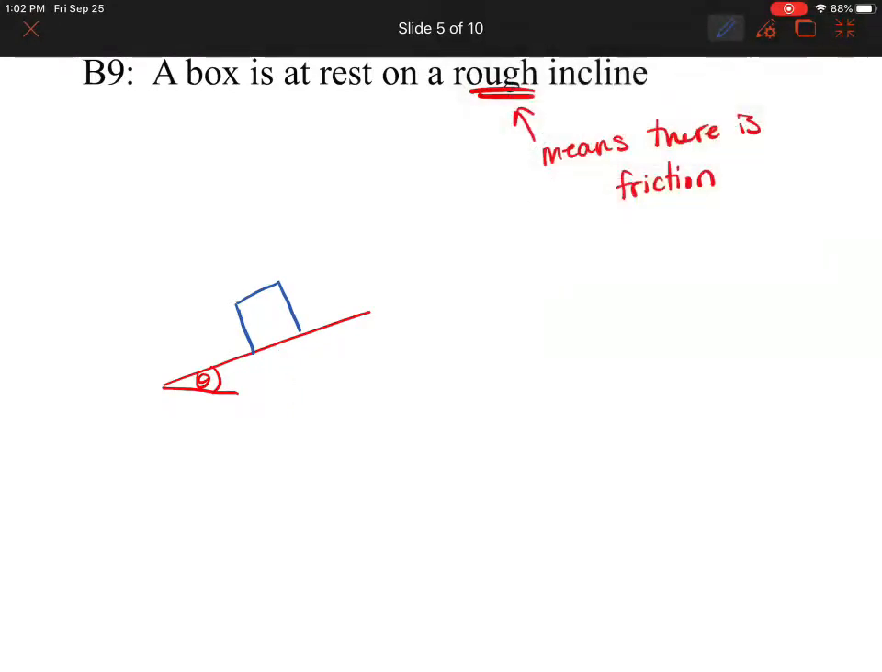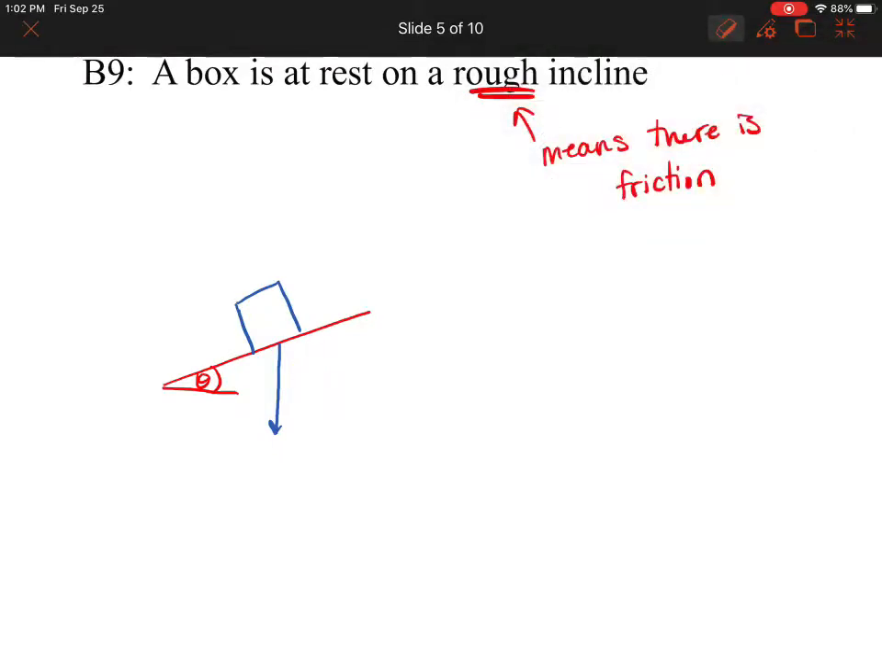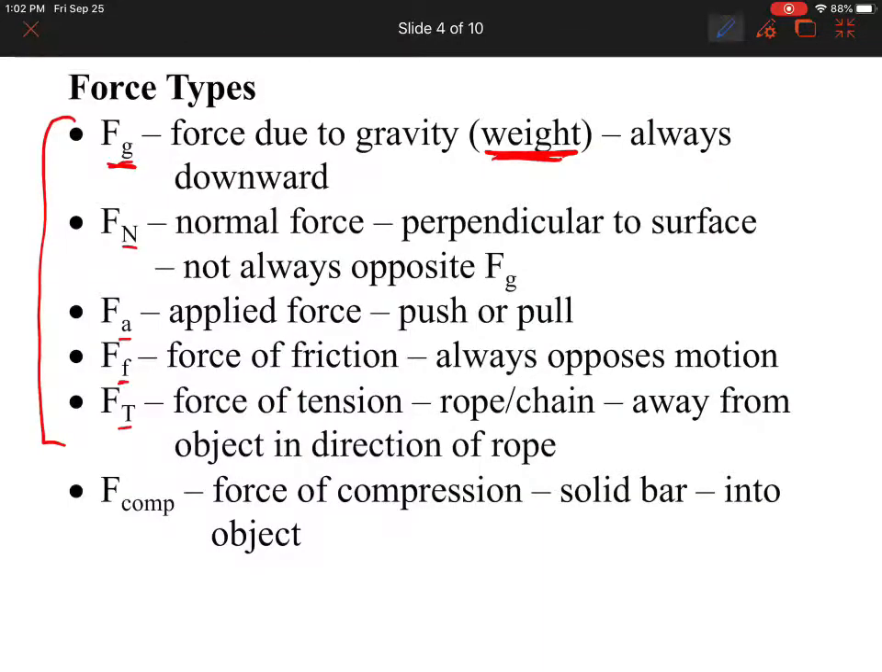So here, my force of gravity is actually pulling it straight down. So I'm going to do that, and then I'm going to put Fg right beside there. Okay? So that's my force of gravity. I'm actually going to move that to the other side. You'll see why in a minute. Okay, what other forces do we have? Let's go back to our list.